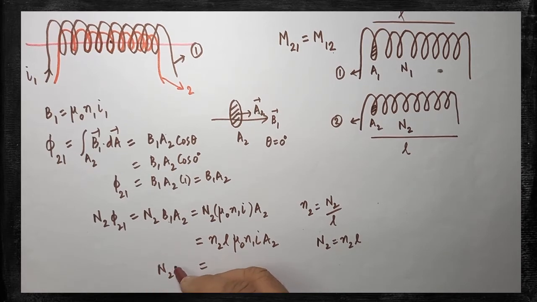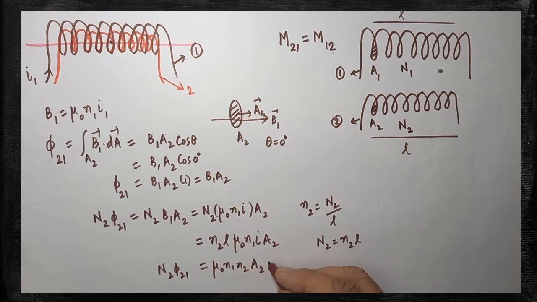N2 φ21. This is the expression. Now this one could be written in proper form. How could it be written? This one could be written as mu naught N1 N2 A2 divided by L, and another factor is I. So this is the expression for N2 φ21, which is equal to mu naught N1 N2 A2 I over L. So this is one of the important expressions.